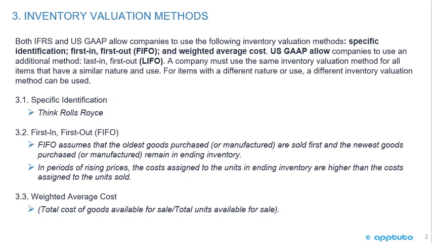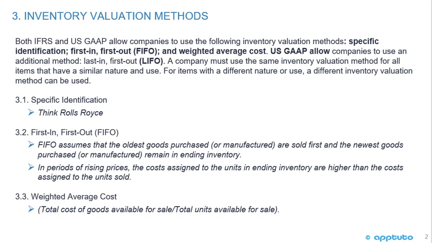A company must use the same inventory valuation method for all items that have a similar nature and use. For items with a different nature or use, a different inventory valuation method can be used. So starting with specific identification, think of Rolls-Royce, high-value items. We know exactly the cost of each unit that is sold, okay?